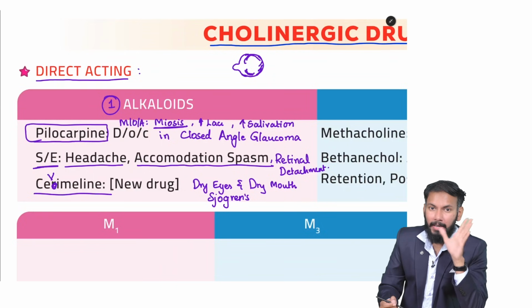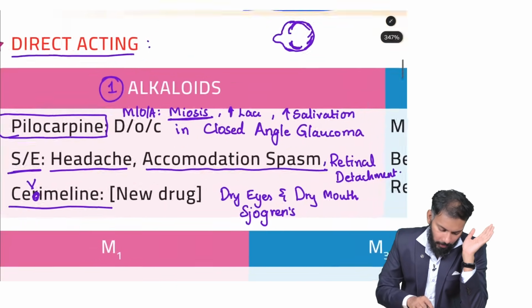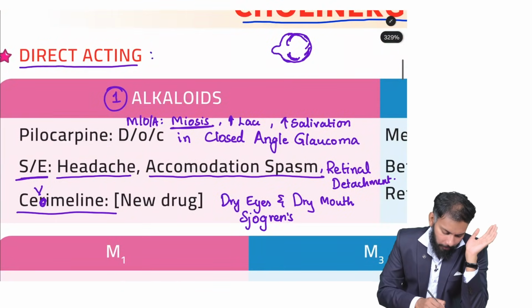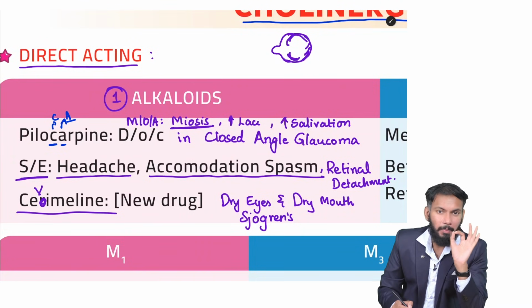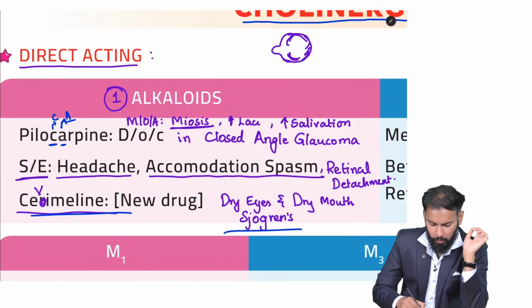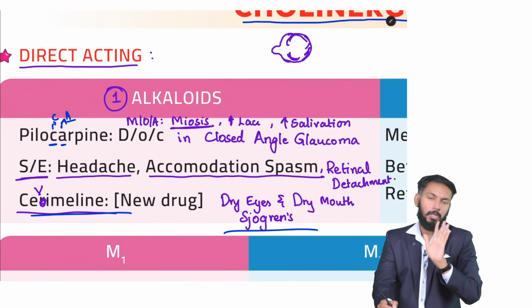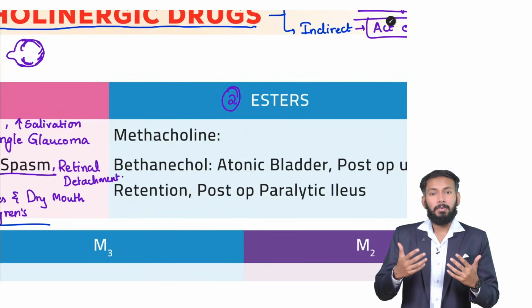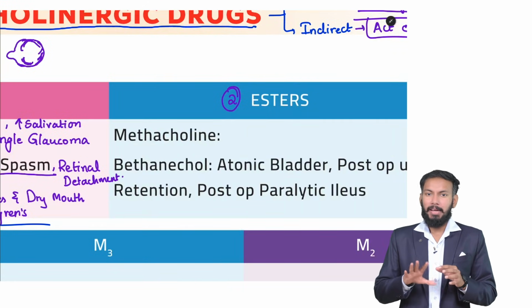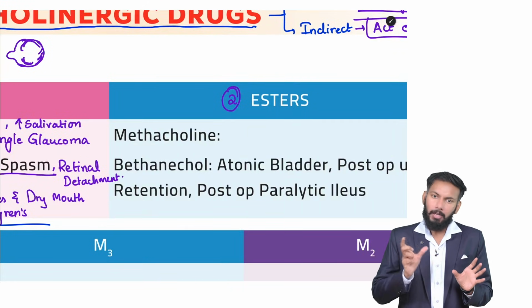Now, if you are getting confused, the easiest way to remember this, please see here, pilocarpine CA. So it is used in closed angle glaucoma. This is how I want you to remember it. Cevimeline is used in Sjogren's syndrome. That's all. These are alkaloids. Now, coming to the second class of drugs, these are esters. We have finished with the alkaloids. Now we are coming to the esters.